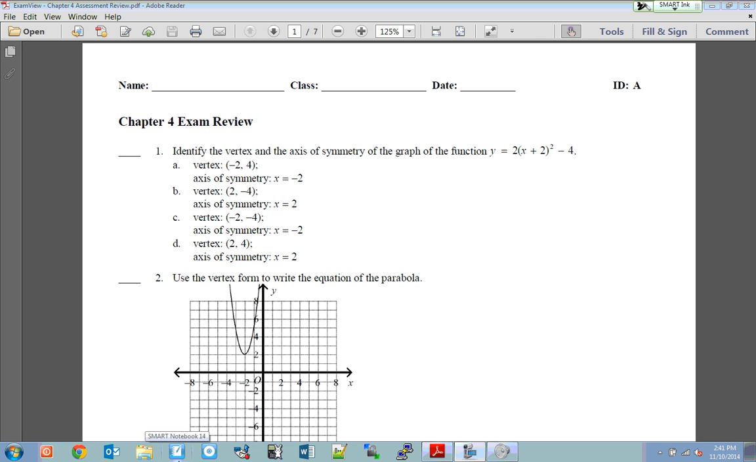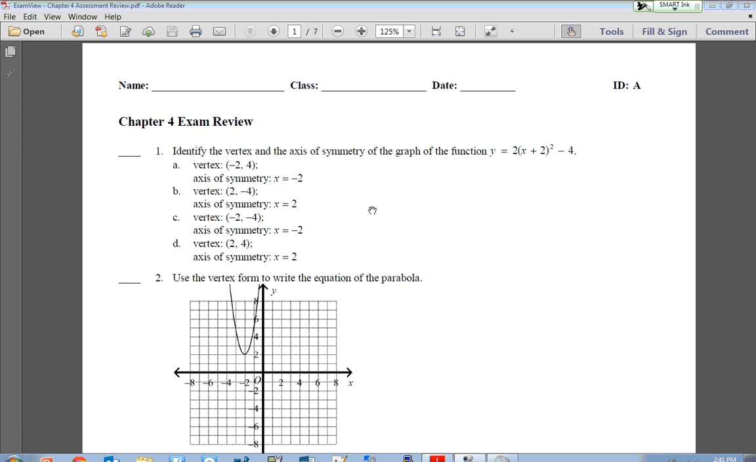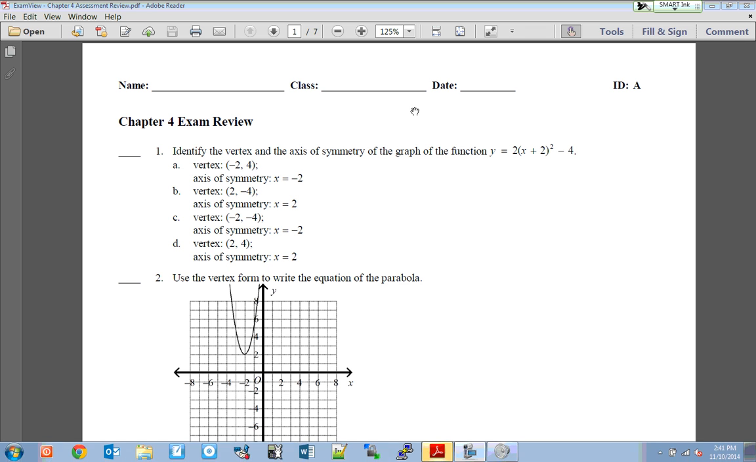Number 1, it says identify the vertex and the axis of symmetry of the graph of the function y equals 2 quantity x plus 2 squared minus 4. So what we have to look at here is this is in vertex form, and we know vertex form is y equals a times (x minus h) squared plus k. All right, that's what we have to look at here.